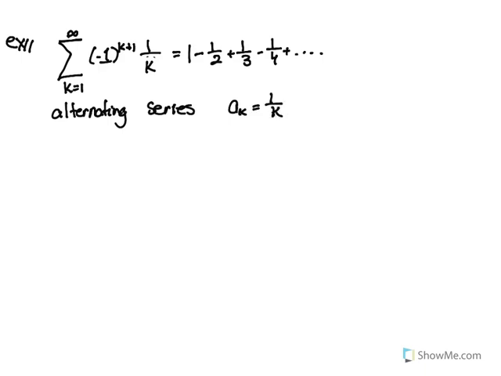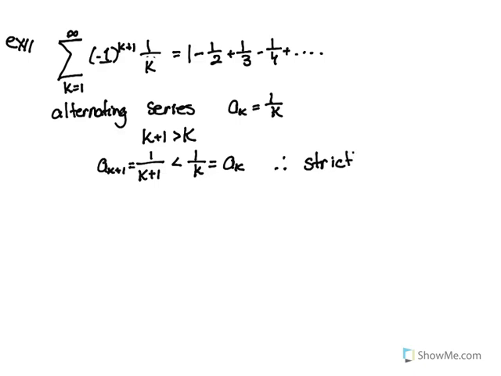And to use the alternating series test, we have to check that a_k satisfies the conditions of the theorem. The first condition was, is it strictly decreasing? In this case, because k plus 1 is strictly greater than k, that implies that 1 over k plus 1, which is equal to a_(k+1), is strictly less than 1 over k, which is equal to a_k. So therefore, this is strictly decreasing.